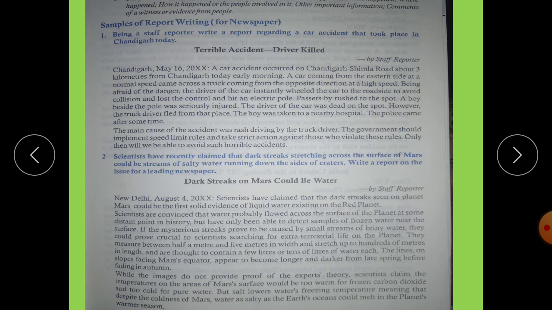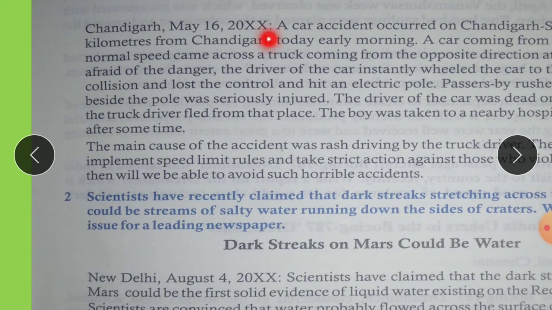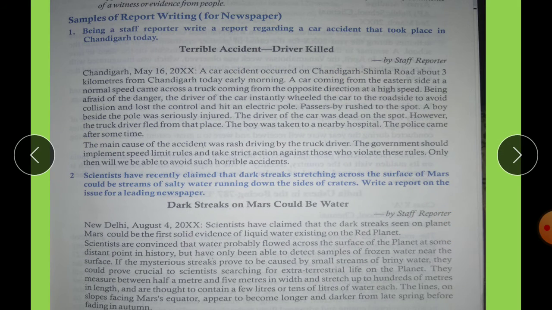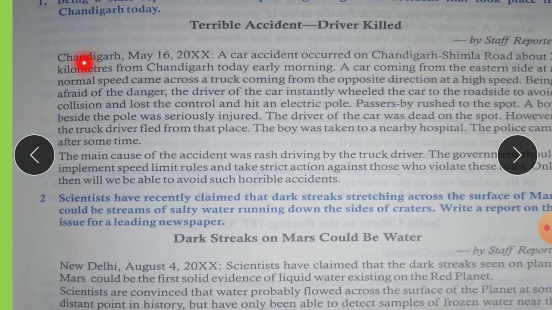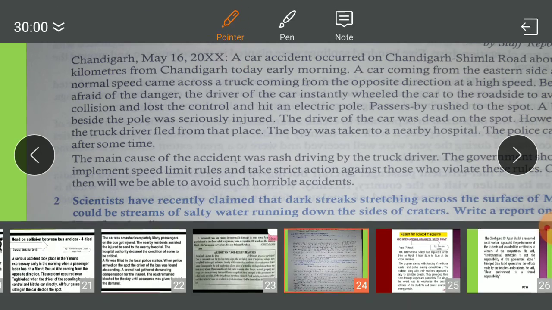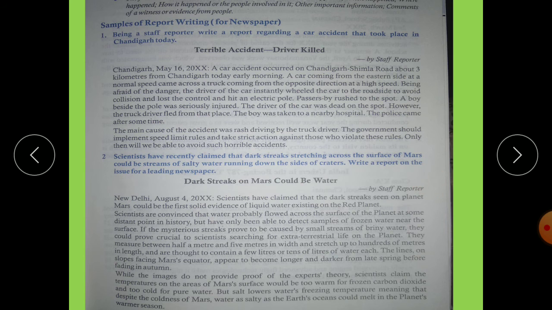Here the thing has been given, Chandigarh is the place, and May 16, 2020, whatever be that with the date. So you can conclude all these things here, place and date here, and then semicolon, and then proceed with your whole.